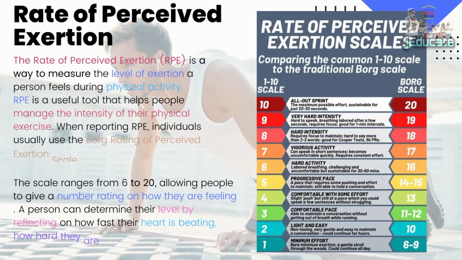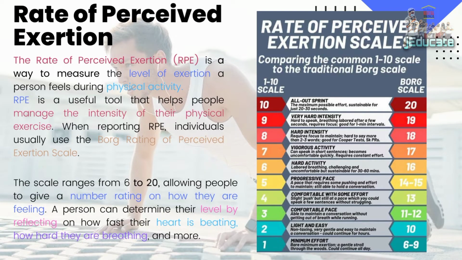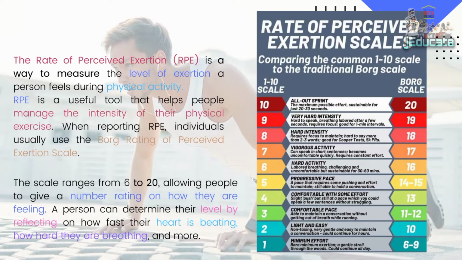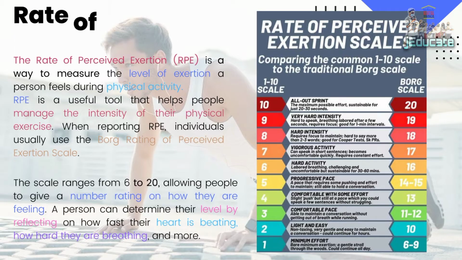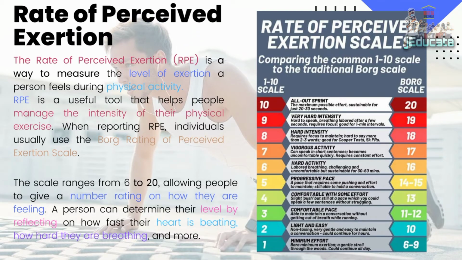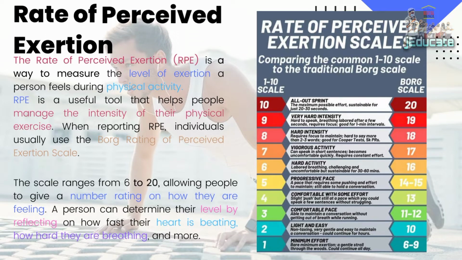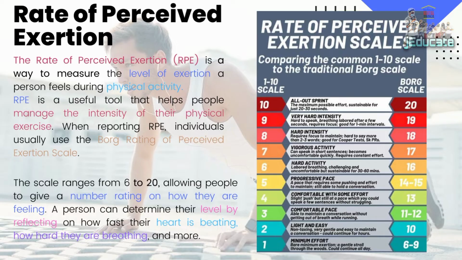Rate of perceived exertion. The rate of perceived exertion is a way to measure the level of exertion a person feels during physical activity. RPE is a useful tool that helps people manage the intensity of their physical exercise. When reporting RPE, individuals usually use the Borg rating of perceived exertion scale. The scale ranges from 6 to 20, allowing people to give a number rating on how they are feeling.